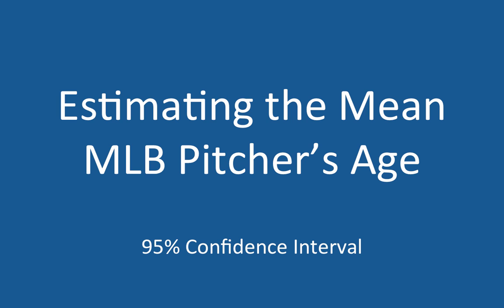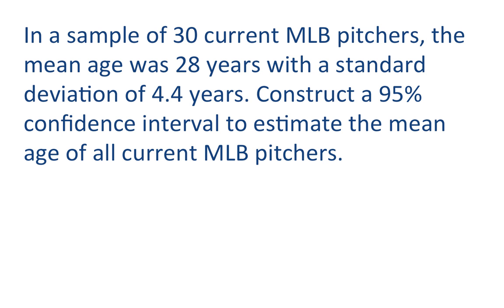In this example, we're going to be estimating the mean MLB pitcher's age. We'll be constructing a 95% confidence interval using the formulas given in the online notes. Here's our scenario. In a sample of 30 current MLB pitchers, the mean age was 28 years with a standard deviation of 4.4 years. Construct a 95% confidence interval to estimate the mean age of all current MLB pitchers.